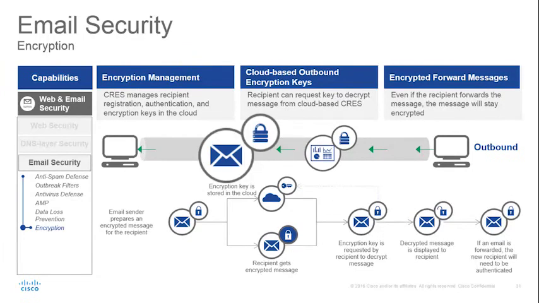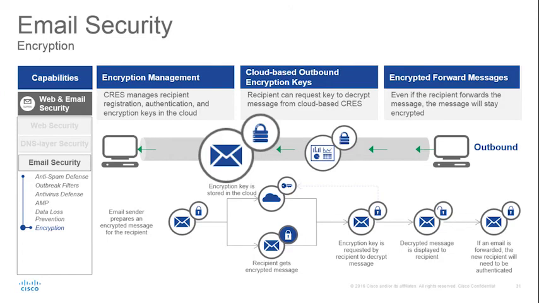After the recipient receives the encryption key to decrypt the message, if they decide to forward the message to a different recipient, the email will automatically be encrypted once again. The new recipient will need to go through the same authentication process. Cisco CRES provides advanced protection for confidential information across the organization.